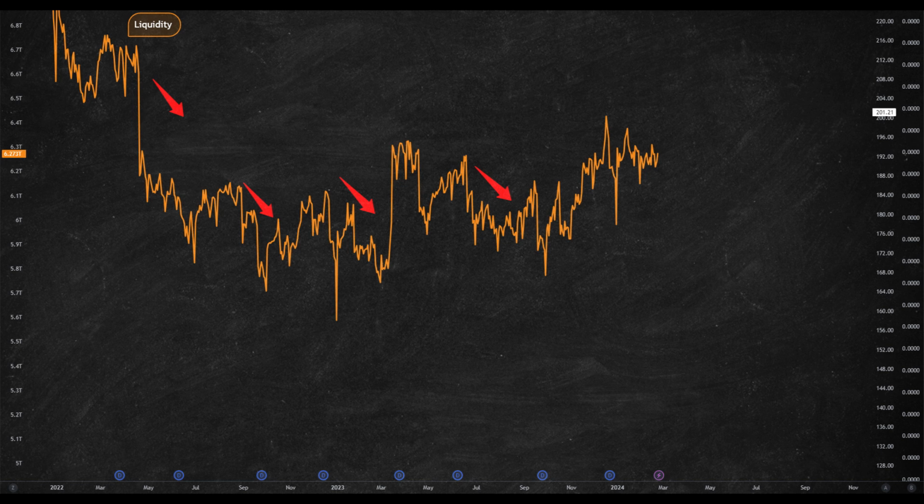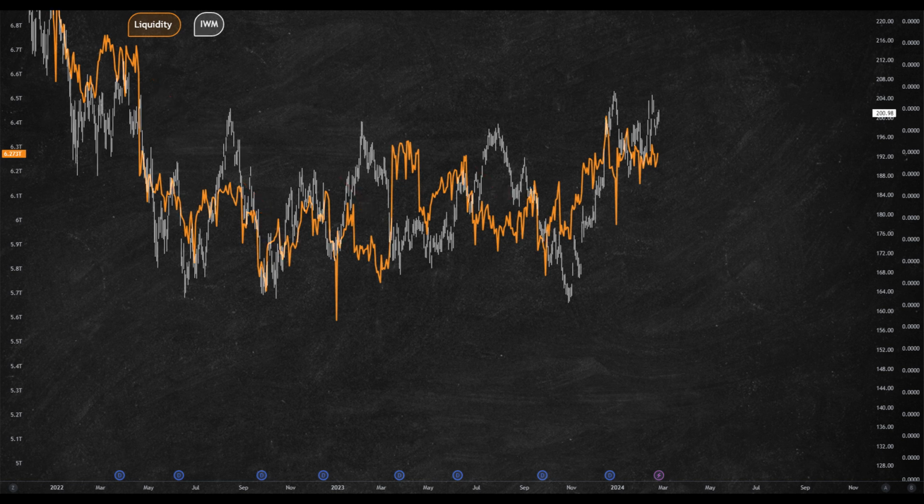And since we know that the market follows liquidity and not vice versa, if we overlay on this chart, for example, the index of small capitalization companies, there is almost 100% correlation. If liquidity falls, the market will also fall. If globally liquidity rises, the market will also rise.